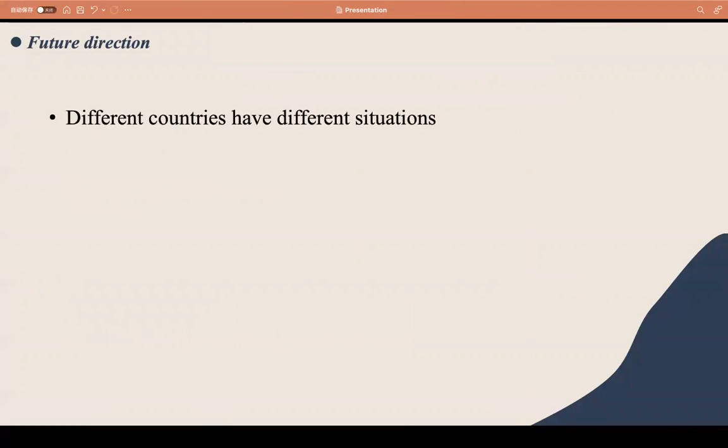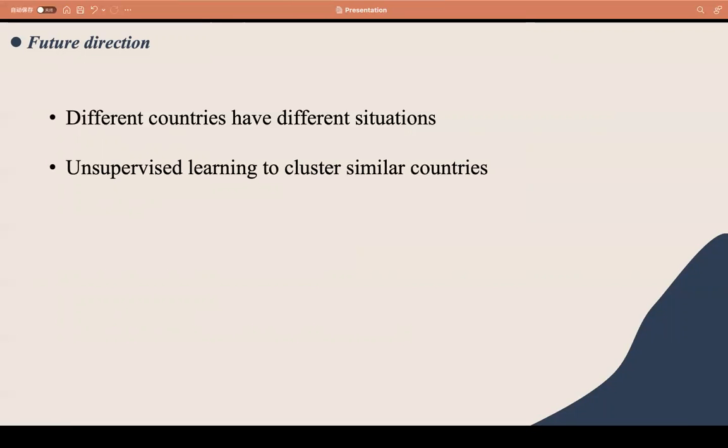And for the future direction to improve the work, since different countries might have different situations, they should not fit the same model. Instead, we can use unsupervised learning techniques to cluster similar countries before modeling and use different models on different clusters.